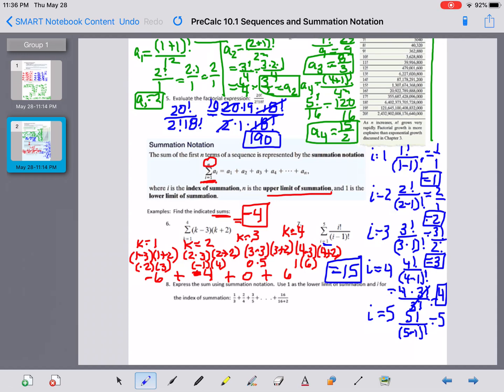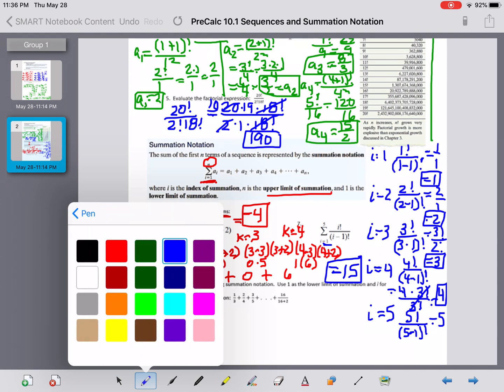All right, last and final one. Express the sum using summation notation. Use 1 as the lower limit of the summation and i for the index of summation. So what you see here is the pattern. They're showing you the pattern. I have 1/3 plus 2/4 plus 3/5 plus something, something, something until I get up to 16 over 18. Now, as much as that can look confusing, I'm going to give you a big hint. You really want to watch the very last term because it gives you the most hints as far as what's happening here.